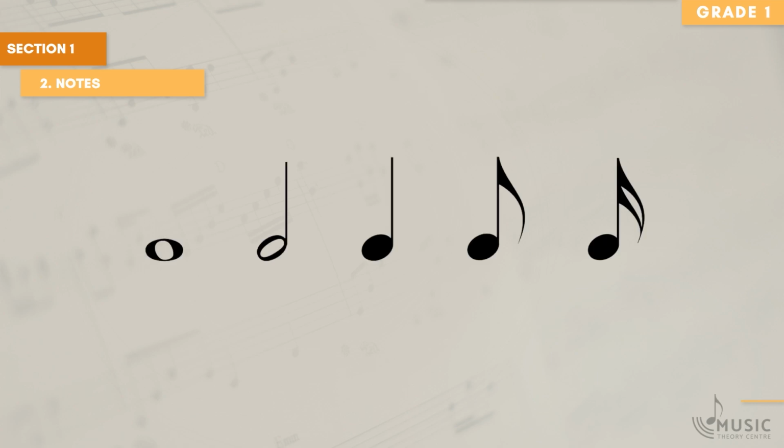2. Notes. Music is represented by notes, which are drawn onto the stave. There are different symbols which represent the notes, and they have different meanings. Here are the notes you'll need for Grade 1. There are others, and we'll come across these in later grades. There are 2 different names for each note, referred to as the US and UK naming systems. Traditionally, the UK uses these names: the semibreve, minim, crotchet, quaver, and semiquaver.